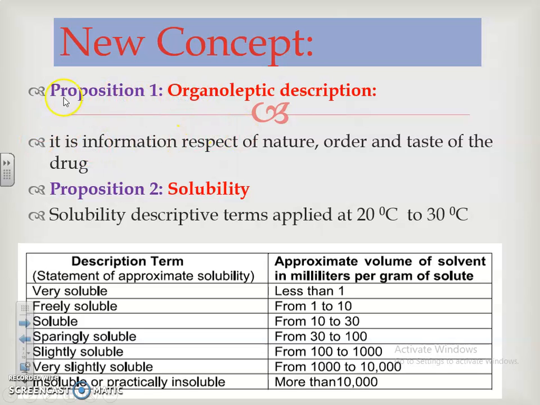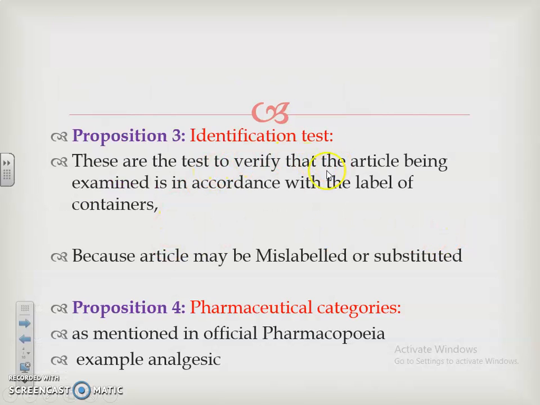This we already studied in the first experiment, the identification of aspirin. Organoleptic characters are the test order and nature. Solubility: we discussed various descriptive terms, very soluble, freely soluble, sparingly soluble, based on how much solvent we need to dissolve one part of solid, and that is to be done at 20 to 30 degrees Celsius. What is identification?